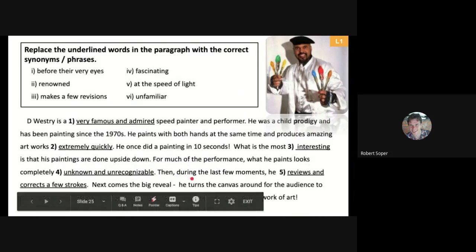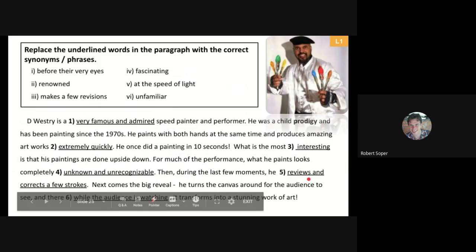Then, during the last few moments, he makes a few revisions. Why do we go with makes a few revisions? Because here it says he reviews and corrects a few strokes. If you review and correct a few strokes, it's the same as make a few revisions. So the correct answer here would be then, during the last few moments, he makes a few revisions.